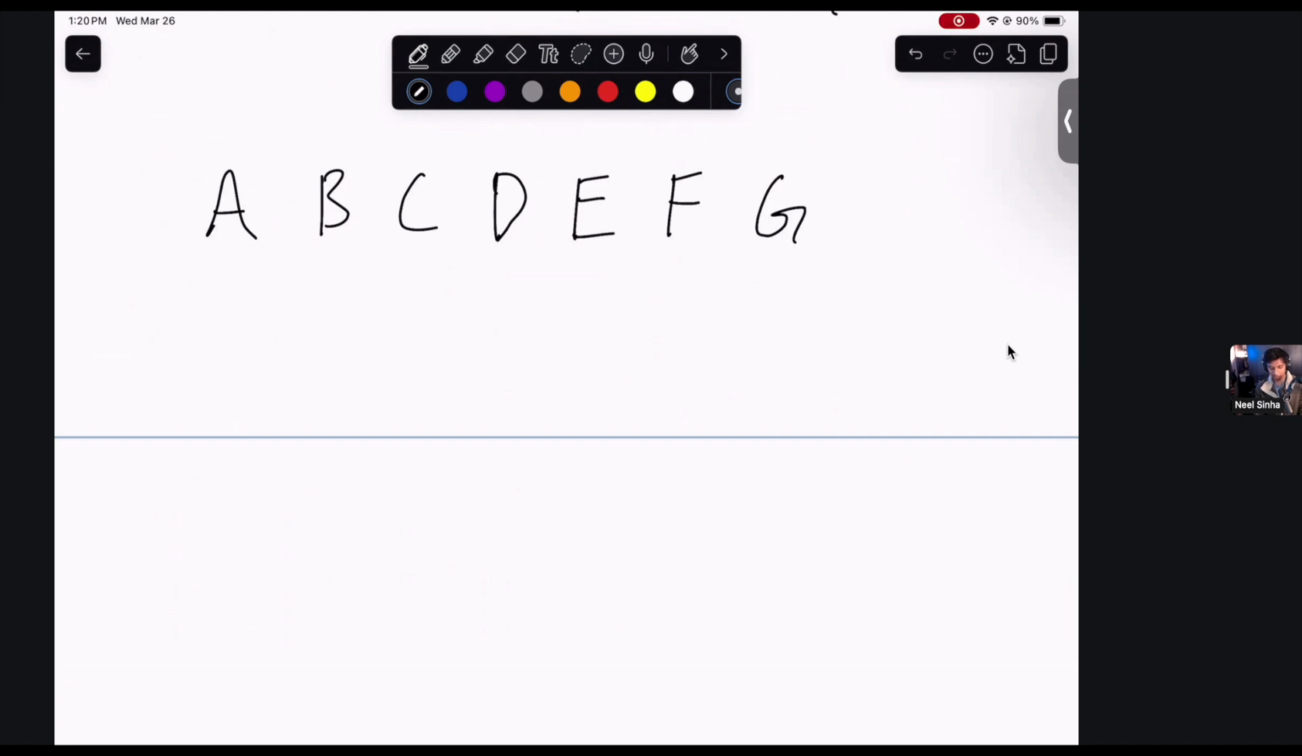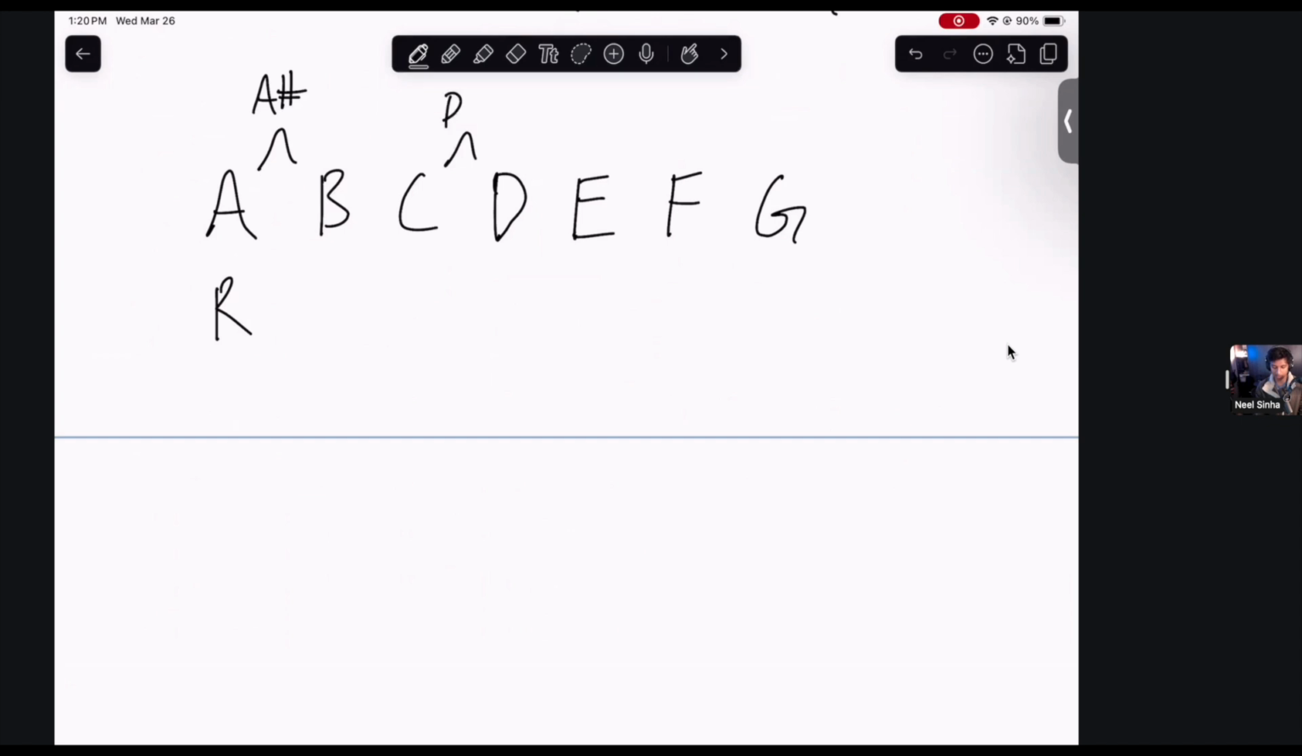So let's find this. The first one is going to be the root. Between A and B is A sharp. Between C and D is C sharp.